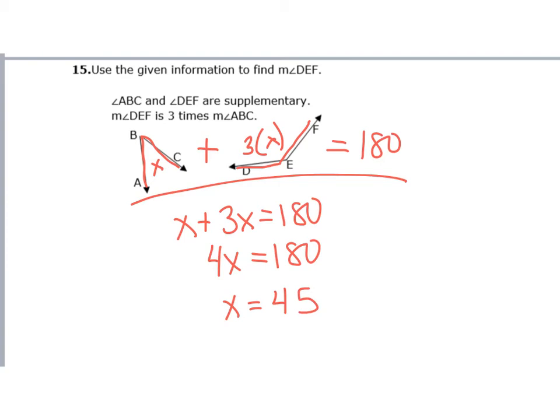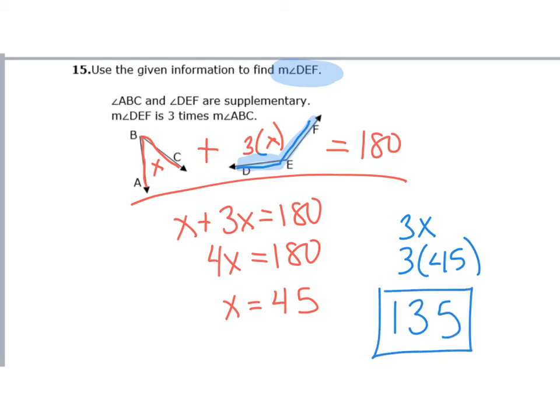Be very careful because you have to go back and look, what is the question asking me for? It says to find the measure of angle DEF. Well, I didn't do that. I found x, right? So I still need to find DEF, which is 3x. So that's 3 times 45. So angle DEF is really 135. So don't stop at x. Keep going if you have to.